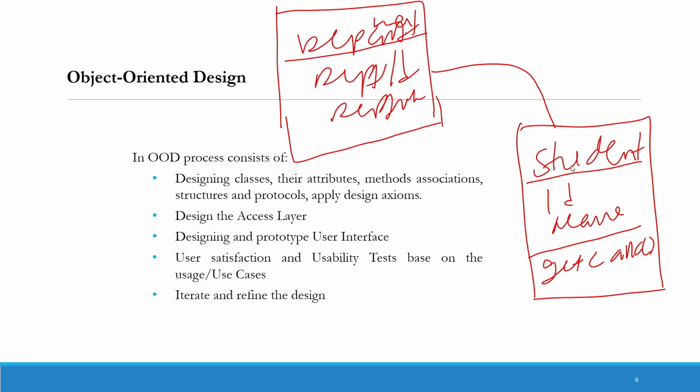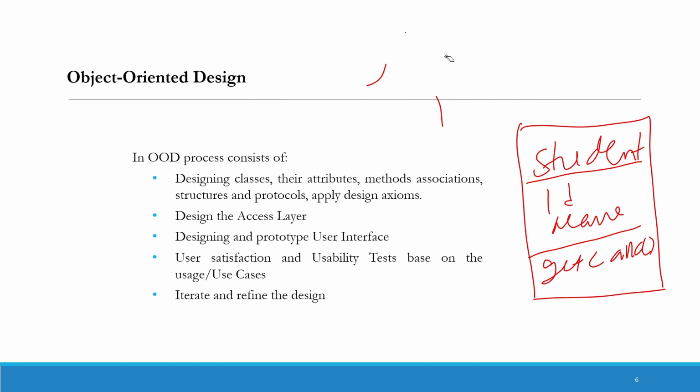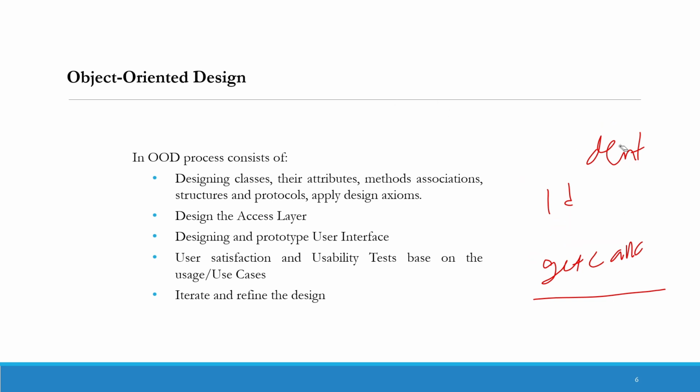The other thing, we have to design the access layer. Inside the access layer, there is a place where the actual data resides. So we have to design how we are going to access those particular data. What kinds of architecture will be employed? We have to say something about that. Then designing the prototype of the user interface, user satisfaction and user tasks, based on the usage of the use cases that are already designed here. The other thing is iterative and refined design.